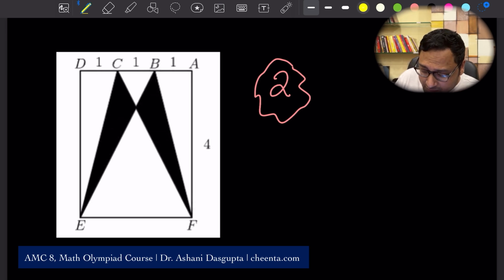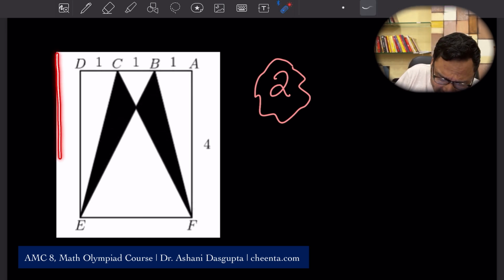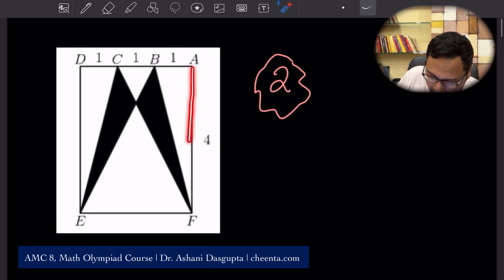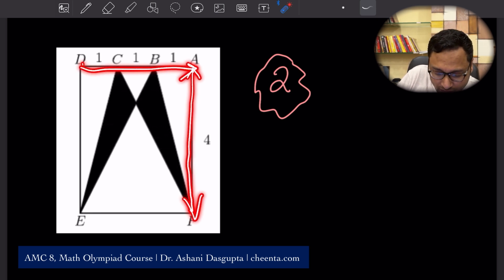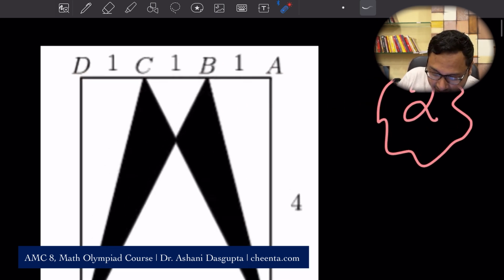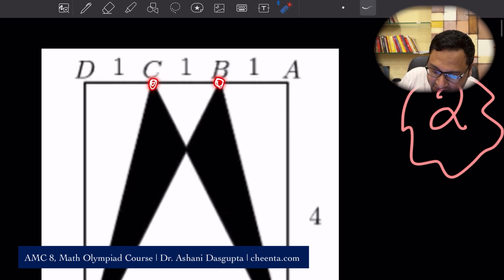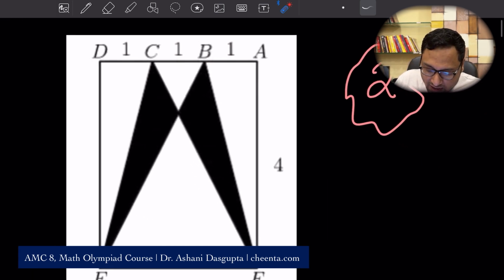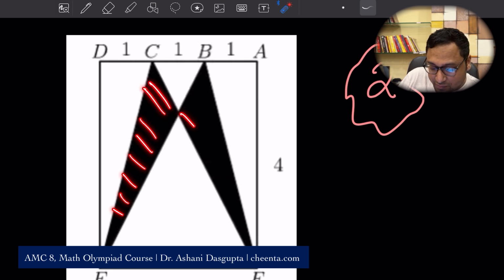So this problem says that there is a rectangle which is 4 units wide and 3 units long, and the points C and B are such that this is 1, this is 1, and this is 1. So it's split into 3 equal parts. We are supposed to find the area of this black region. The area of this black region.